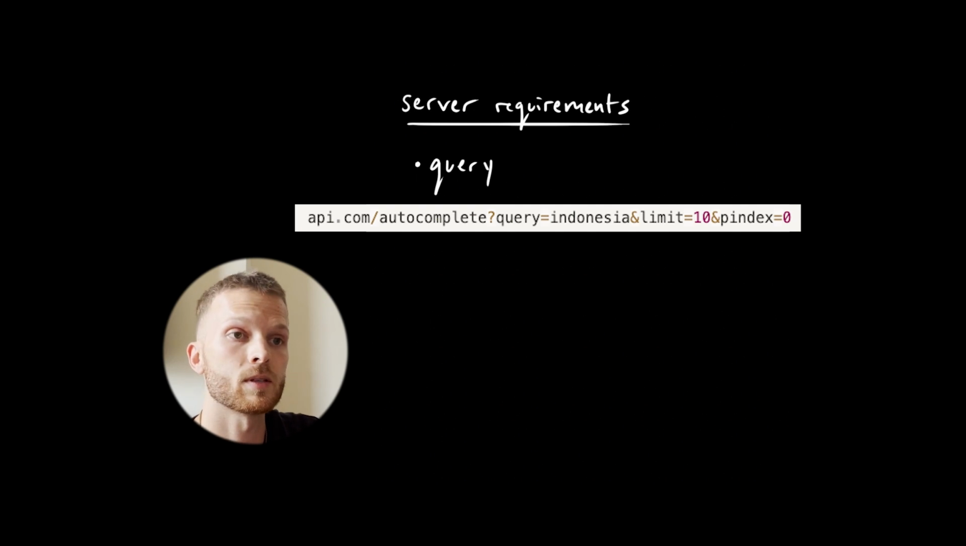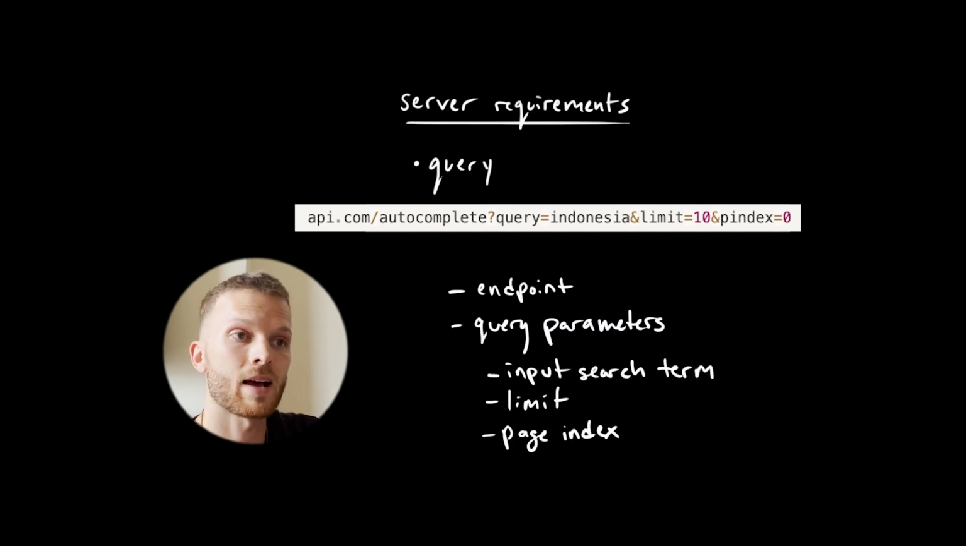First and foremost, it will be the actual query, something like this. Here you can see we're hitting an endpoint for /autocomplete and tacking on some query parameters. The query here is our search input. We've searched for Indonesia. And there's also a limit. This is the number of results the end user should see in a single page. And there's a pagination index. This is the page number we want to retrieve.